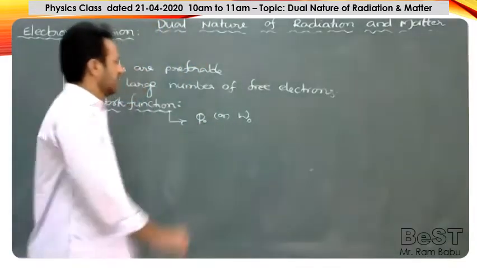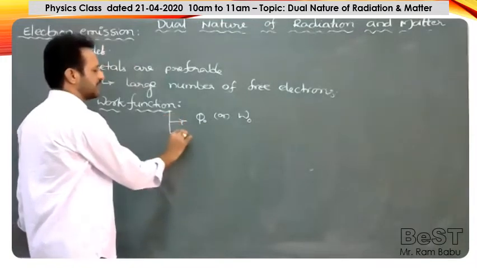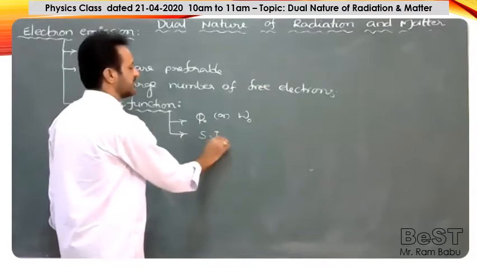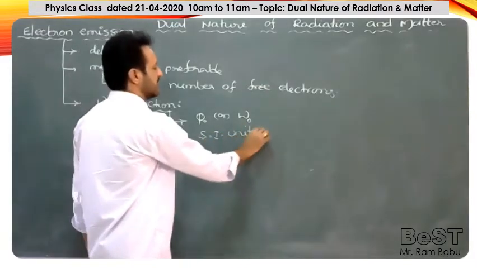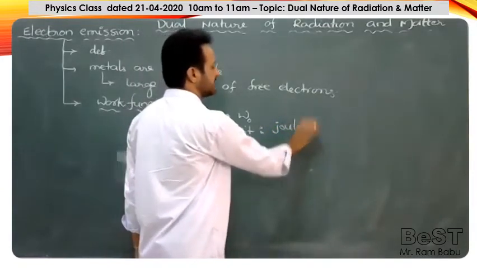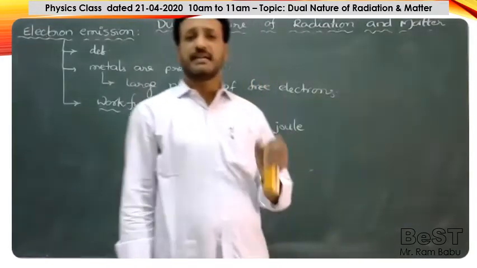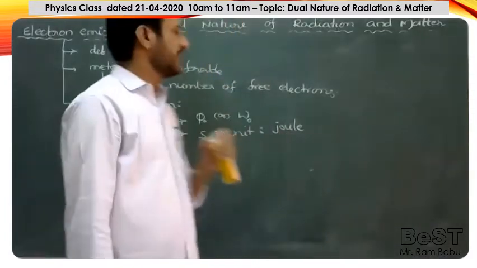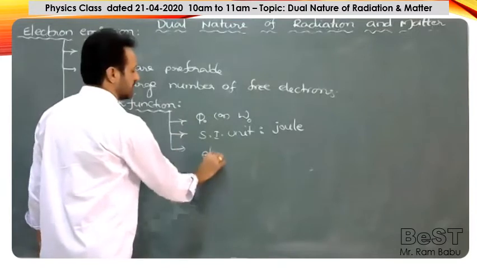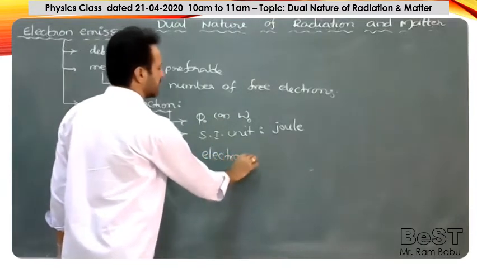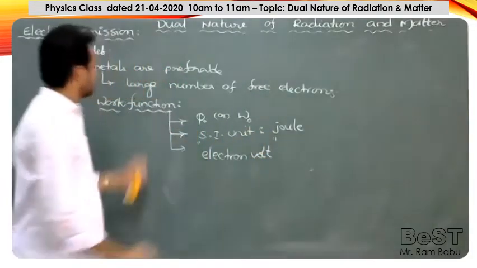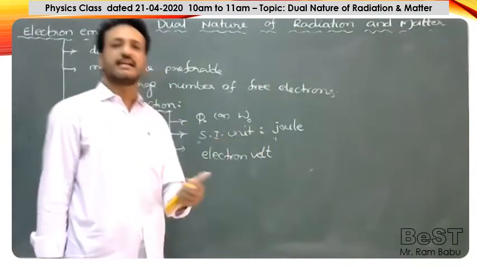And the SI unit of work function is nothing but energy only. That's why we can say the SI unit of work function is joule. But generally in atomic physics and nuclear physics, joule is a bigger unit. That's why we take the practical unit as electron volt. So electron volt is also a unit of work function, taken as the practical unit generally.